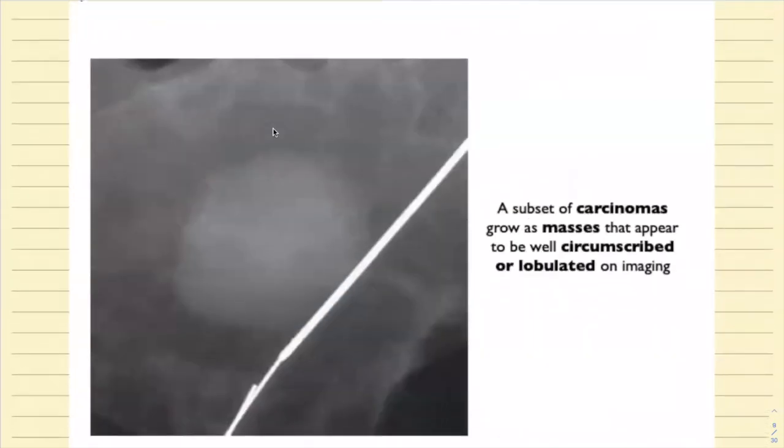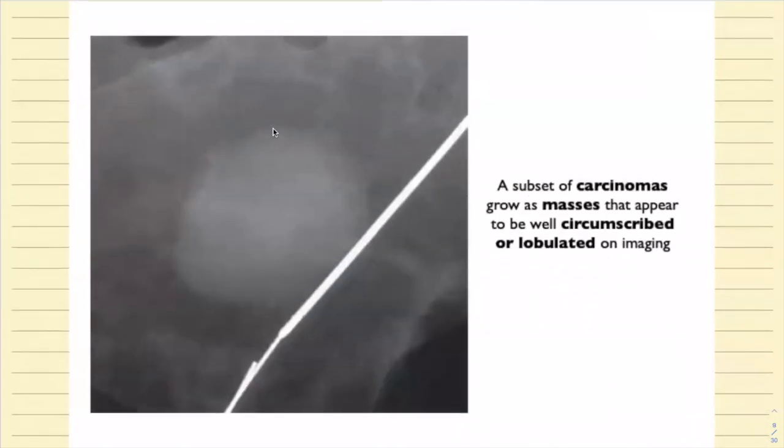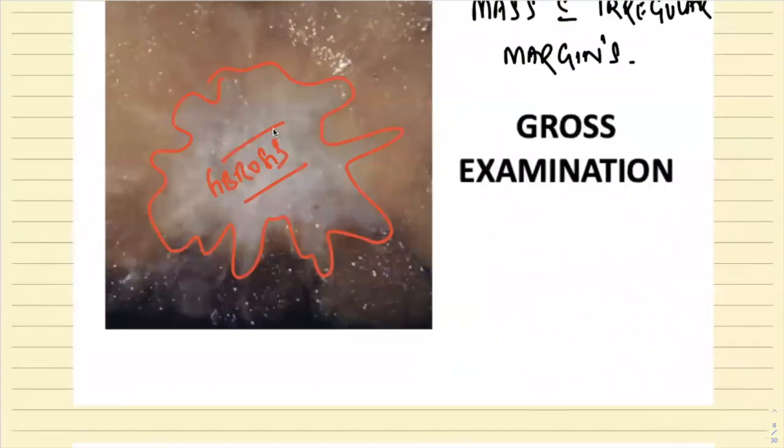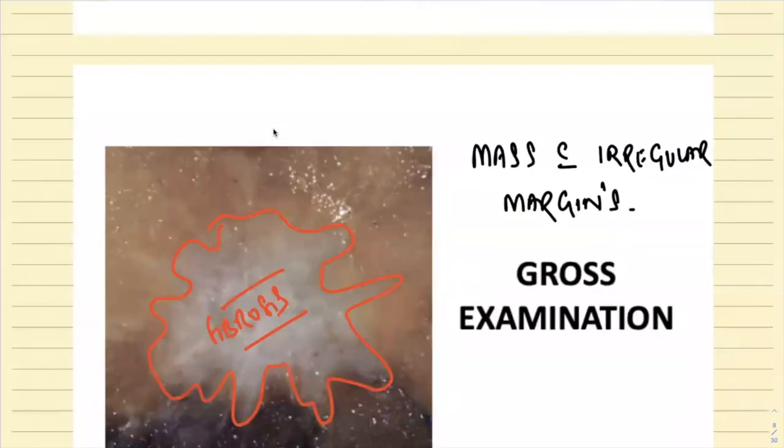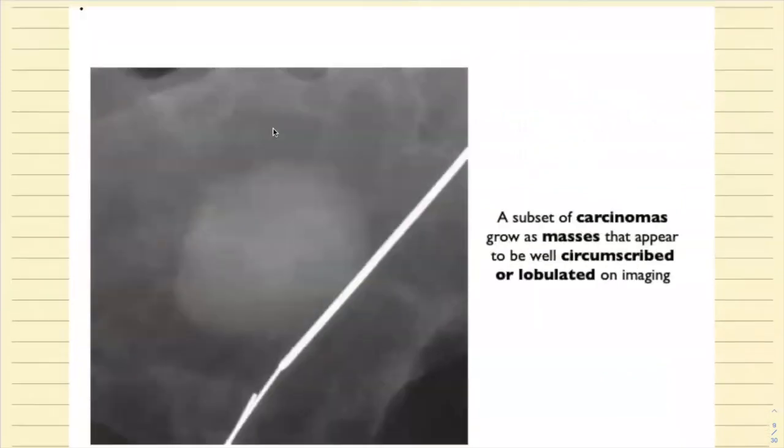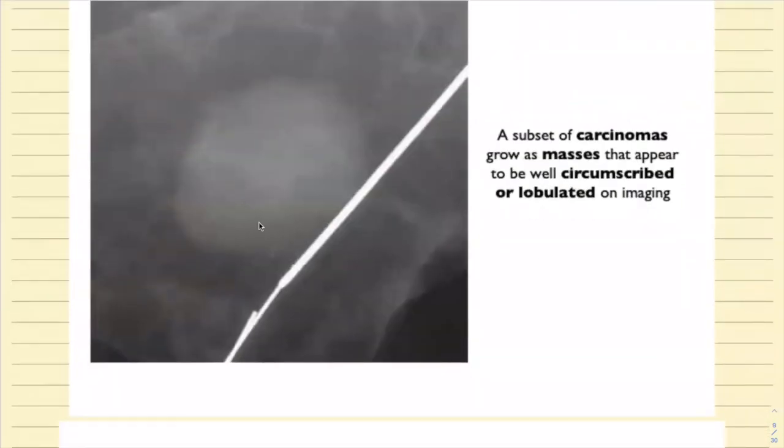Now, as I told you, this should be the most common type of presentation. But breast carcinoma is very heterogeneous. It can have any kind of presentation. So sometimes under mammography, you are going to see a mass which is very well circumscribed. So you might think that this might be a benign tumor. But when you go for the biopsy, you might be surprised.